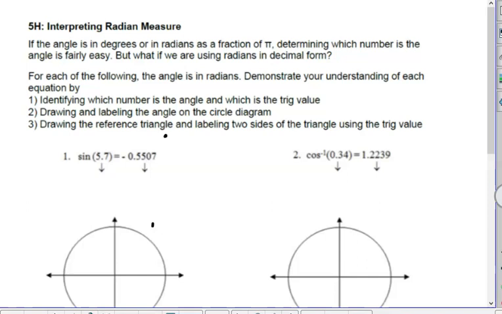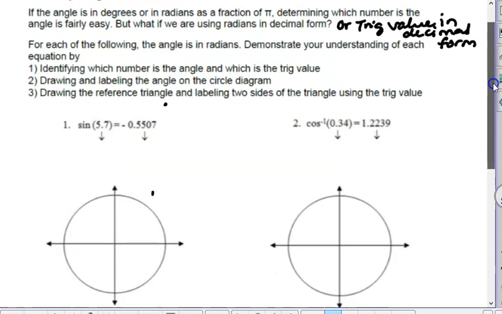And in the same way, what if you have a trig value like square root of 3 over 2 or 1/2, and you see that ratio and you recognize, oh, that's a trig value. But what if we put the trig value in decimal form? It becomes less easy to recognize which one is the angle and which one is the trig value.